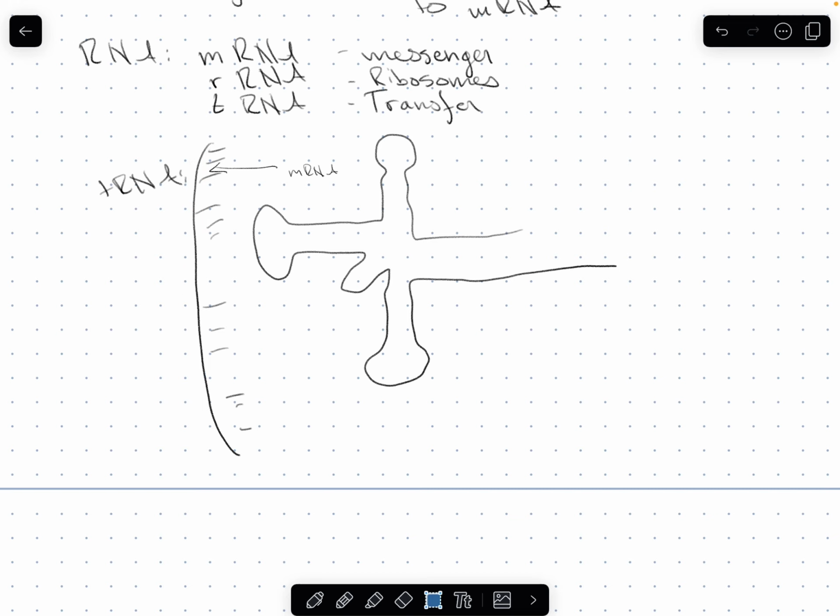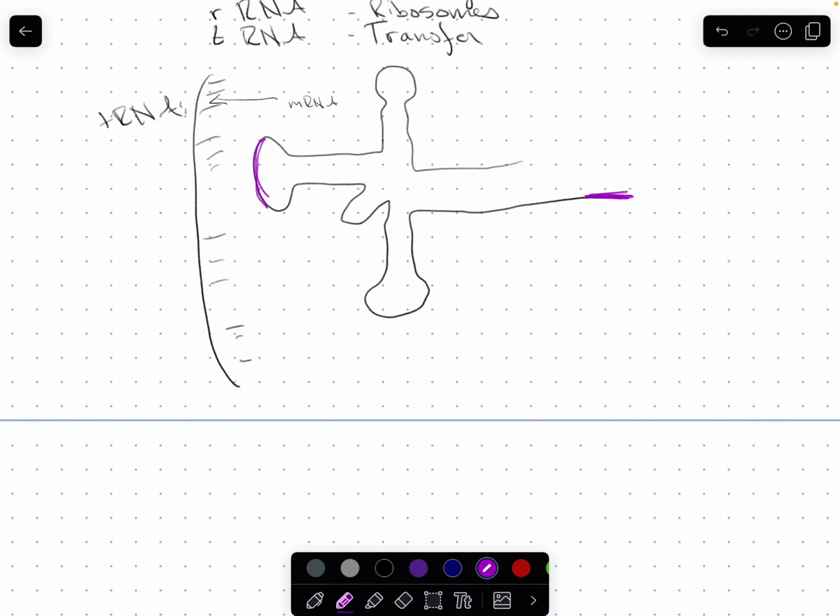You have a couple loops. They aren't super important for us to focus on right now. The two important ends are going to be this end right here and this segment over here. And on the left-hand side, we have what's called an anticodon. Now, if you think about the word anticodon, you have anti, which means not or the opposite of something, and then you have codon.